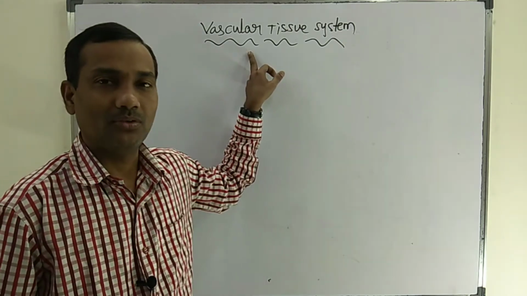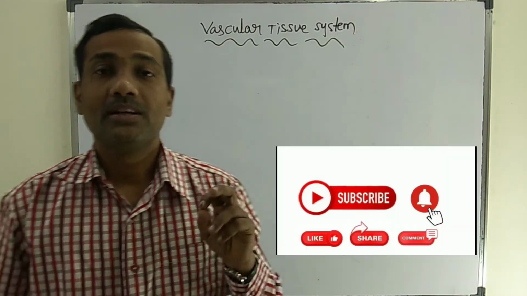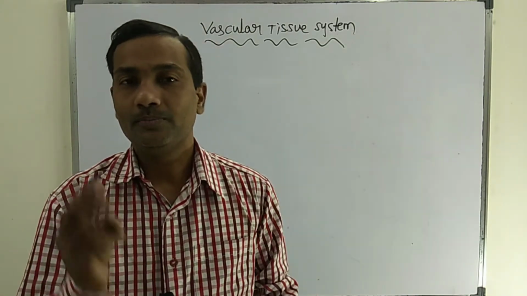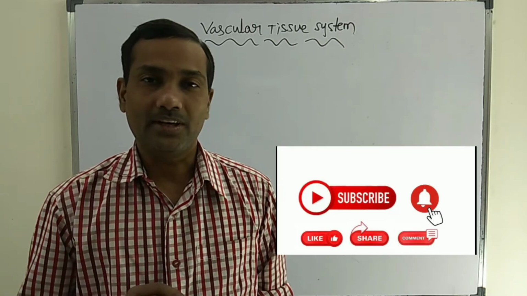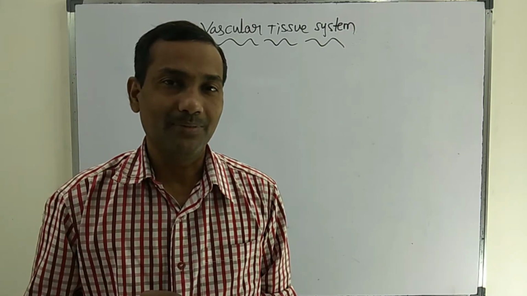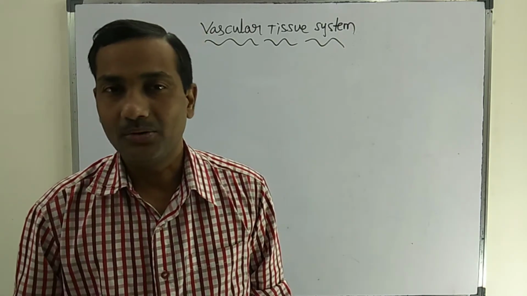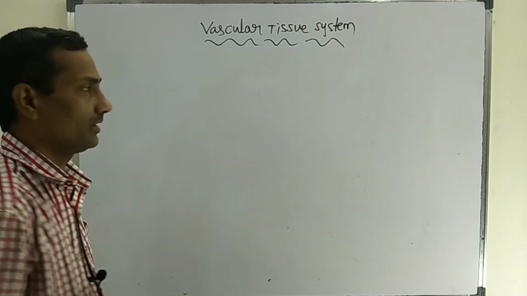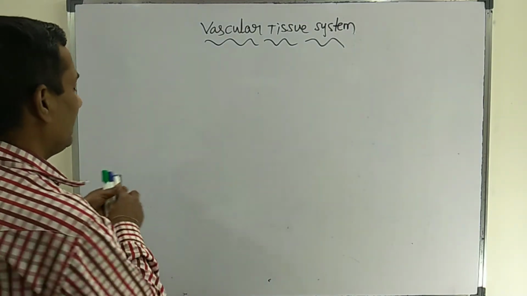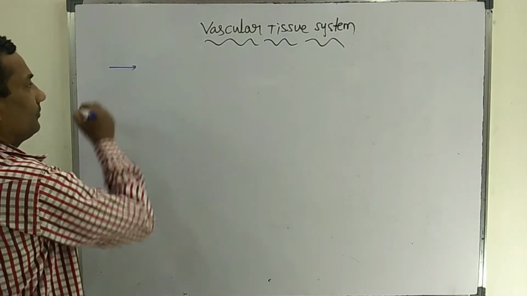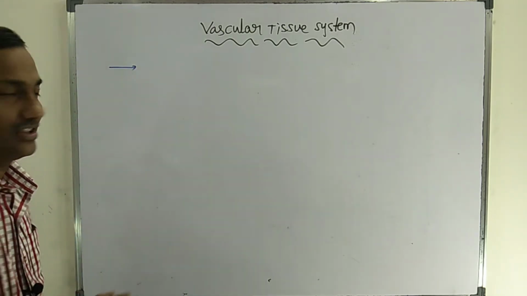Now we discuss vascular tissue systems. Tissues are broadly divided into three types based on the location. The first is epidermal tissue system, second ground tissue system, third vascular tissue system. In the plant body, xylem and phloem together are called vascular tissues.